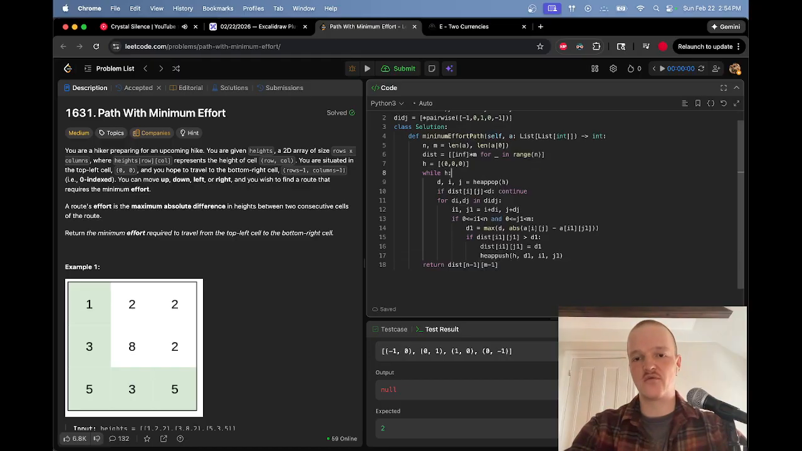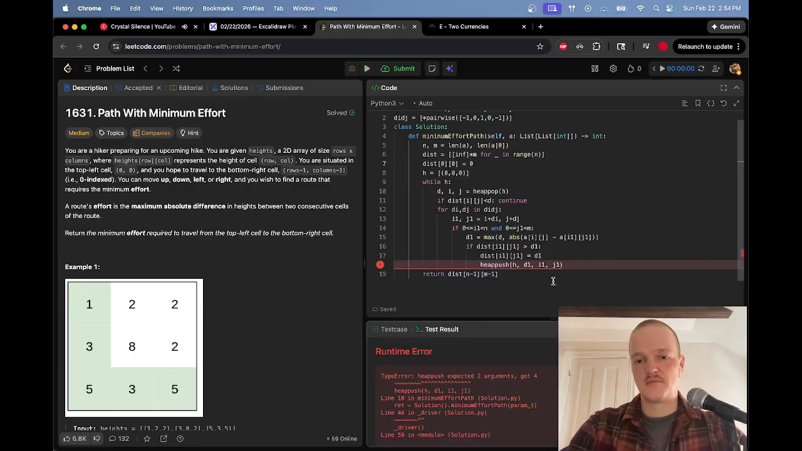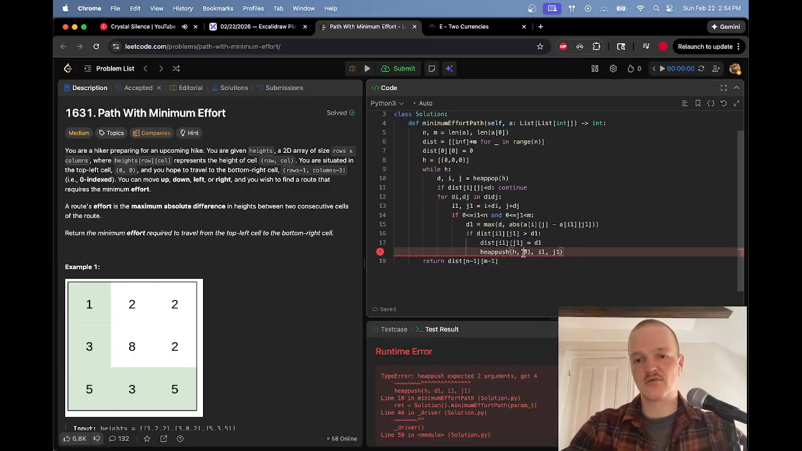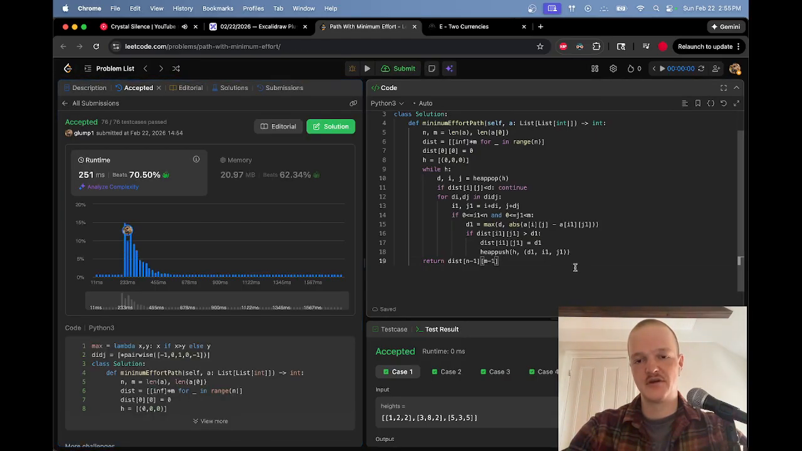And we need to account specifically for the actual top left, because we never set that. So dist at 0 equals 0. Expected two arguments got 4. Forgot to enclose those. Looks pretty good. There it is.